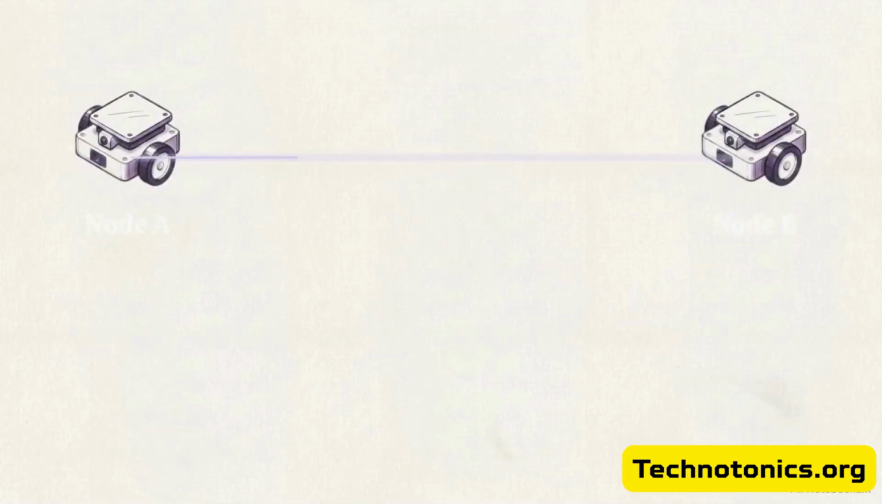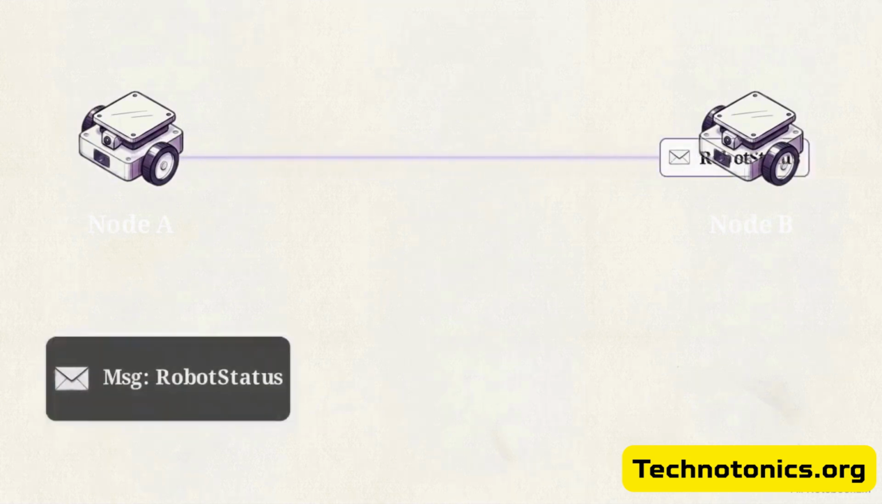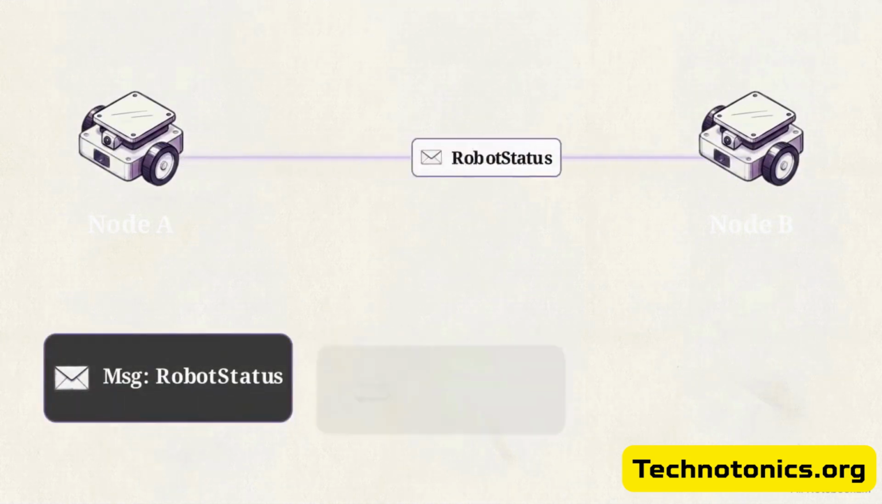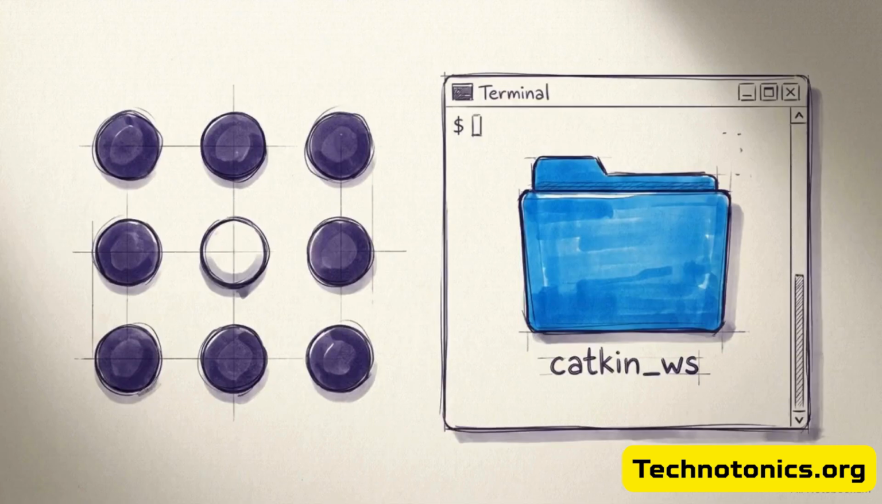This network topology diagram shows our objective. We are going to build a custom ROS package to route specialized data. We will create a custom robot status message, a set goal service, and the Python scripts to operationalize them. To follow along, you need a functional ROS1 installation and an active Catkin workspace initialized on your system.